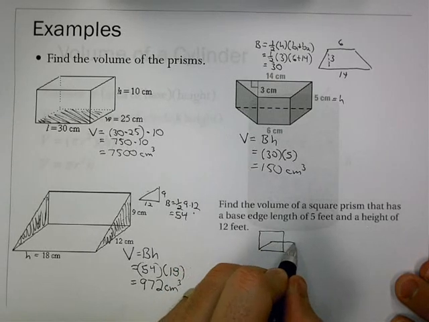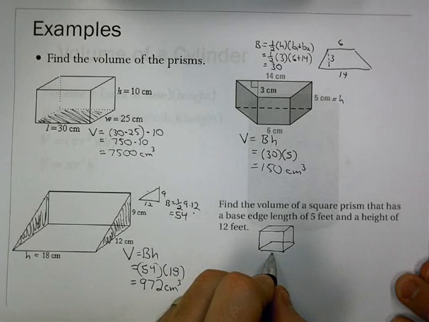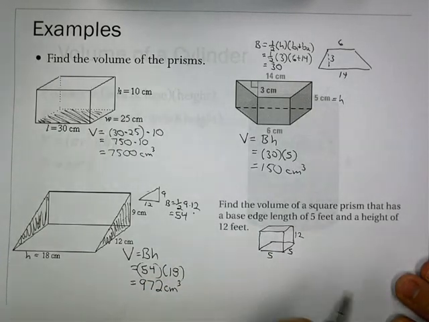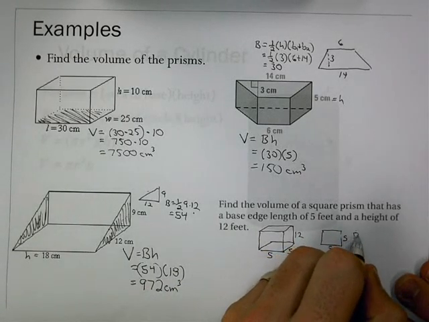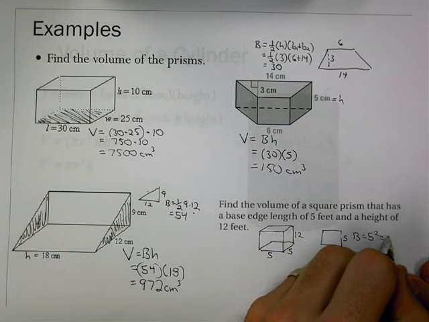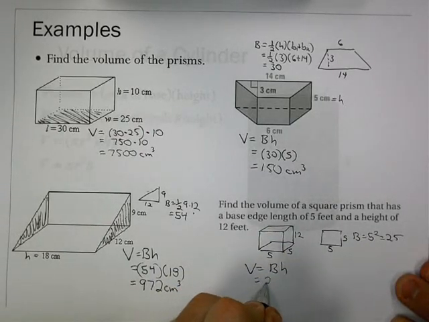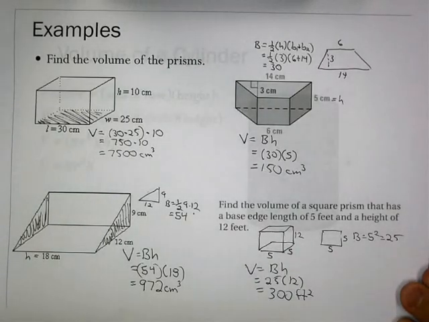So the base is a square, where the length is 5 for each, so we mark them each as 5, and our height is 12. So since our base is a square, we know the base area is 5 squared, or 25. So our volume, base area times height, is 25 times 12, which comes out to be 300 feet cubed.